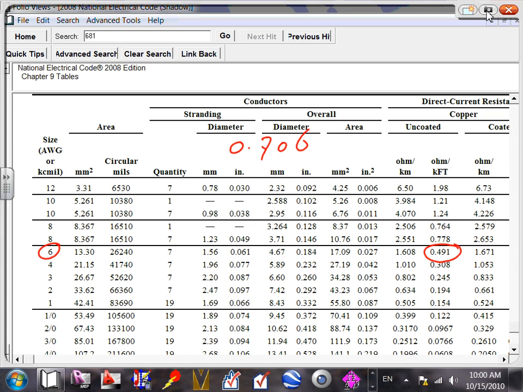Well, the number that we got there is 0.706. Now we're going to keep looking right in here. We're going to keep looking at this column until we find a number smaller than this number. We need to look at a number smaller or less.